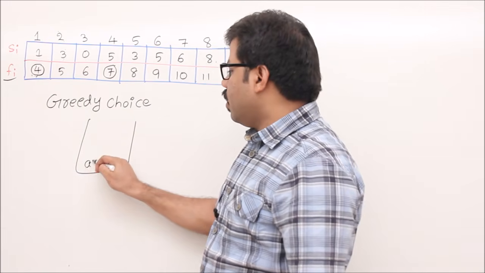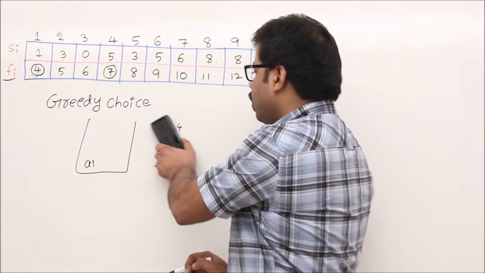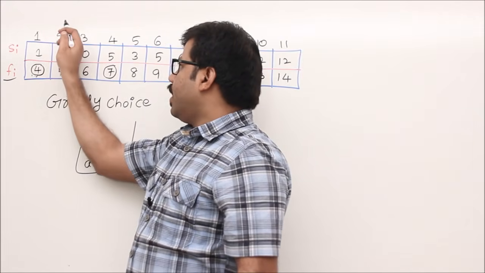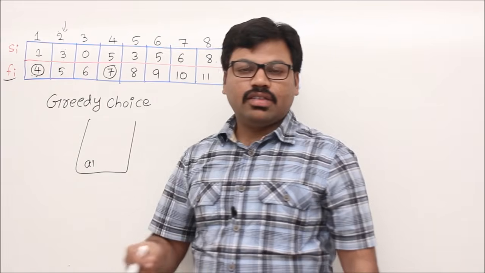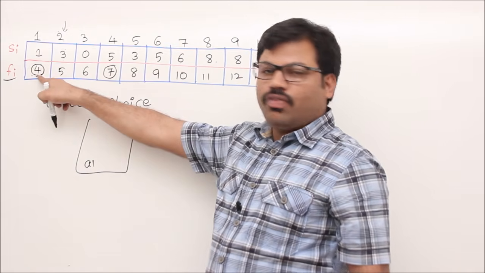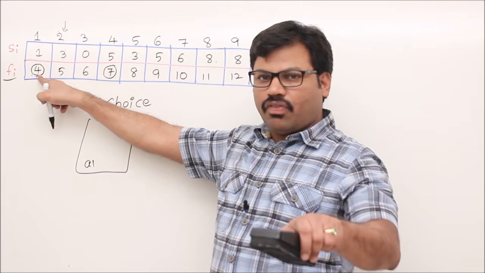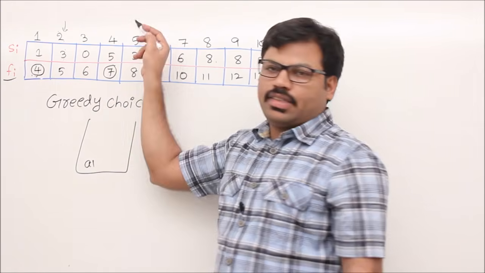Then pick up A1. When I take it, its interval is what? 1 to 4. Then directly go to the right side. Why you should not go to the left side is, if you go left, then that activity's finishing time will be less than 4. If any such activities existed, we would have taken them before, correct? Then always go to the right side.